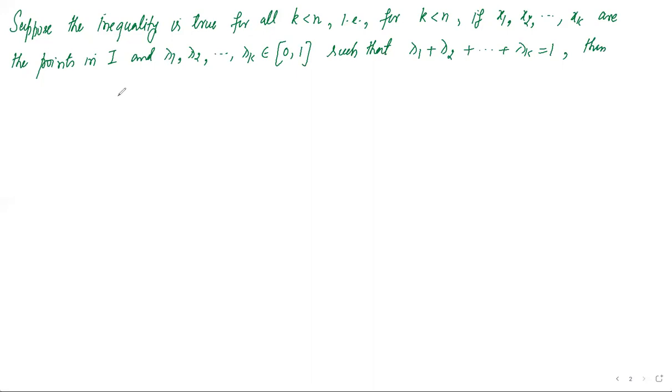then we have the inequality: f of the summation, i running from 1 to k, lambda i xi, is less than or equal to the summation, i running from 1 to k, lambda i f of xi. So this is what we mean by assuming that the result is true for all k less than n. In fact, we are assuming the induction hypothesis that the result is true for all integers less than n, so that the result is true up to n minus 1.